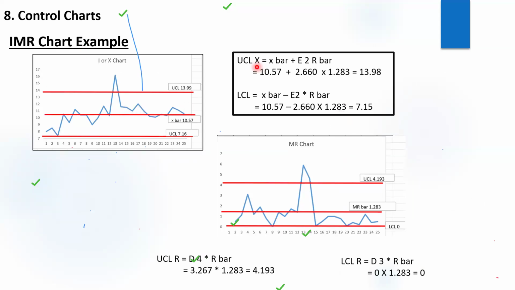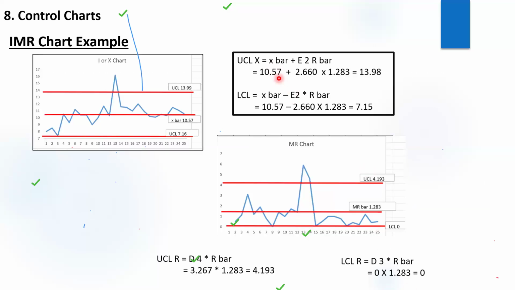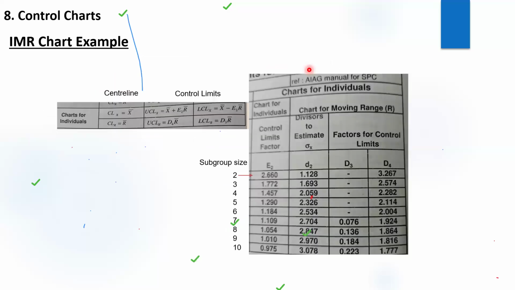IMR chart, so this is the formula. UCL. I told you specification limit is given by the customer, but control limits are to be calculated. Formula is X bar plus E2 R bar. X bar is, for example, 10.57, so I put X bar as 10.57. What is E2? This is the standard given by the AIAG manual. When your sample size is 2, you should use 2.660. Our sample size is 1, then you can use this 2.660.